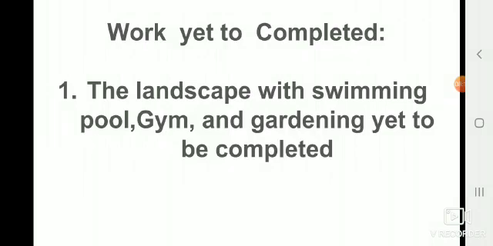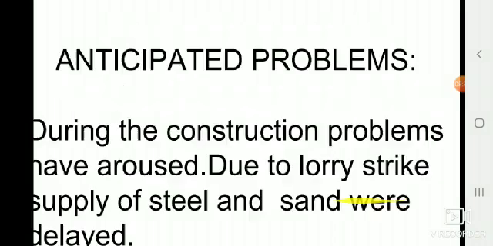Next point, let us see work yet to be completed. So in work yet to be completed, how many jobs are pending? We have to write in work yet to be completed. So the landscape with a swimming pool, gym and gardening yet to be completed. So these are the pending works that the construction company must complete.